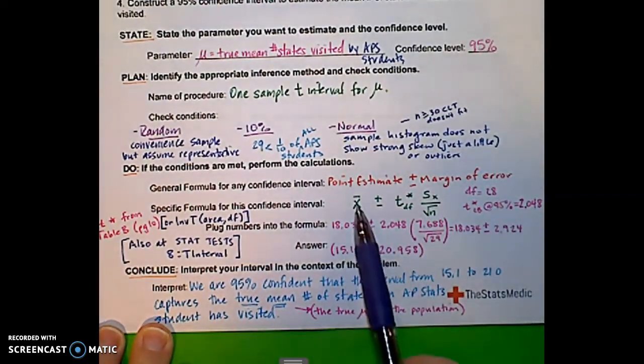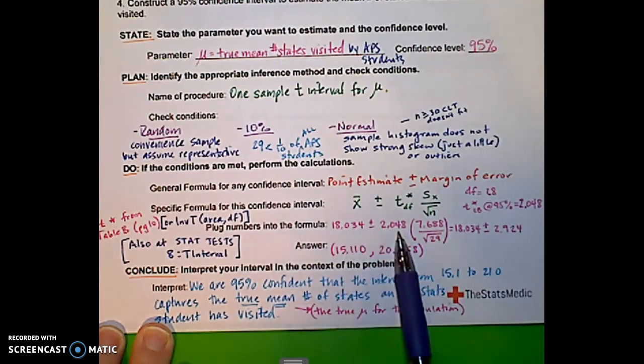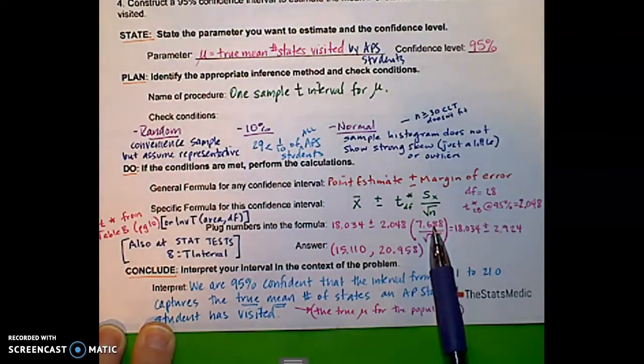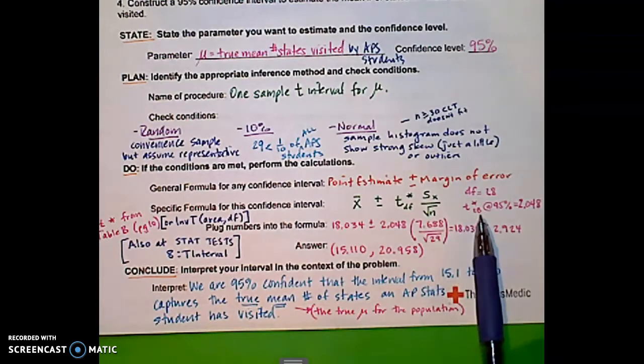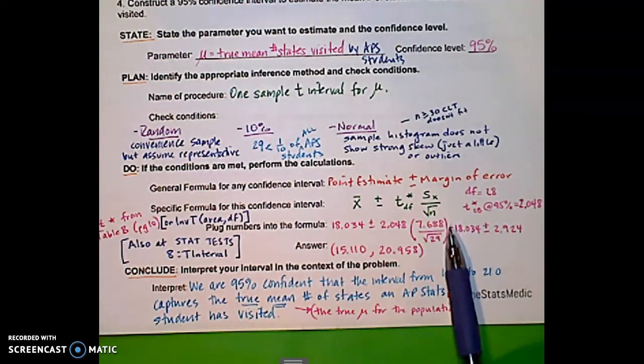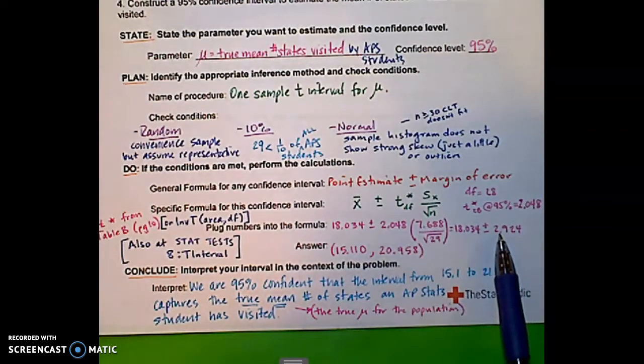So our confidence interval is going to be x bar, which is 18.034 from up above, plus or minus 2.048, our t critical value. Our standard deviation for our sample was 7.688, and our sample size was 29. Be careful here not to divide by square root of 28 instead of 29. That's an error that sometimes students will make. Anyway, if we crank out the margin of error, we get 2.924.